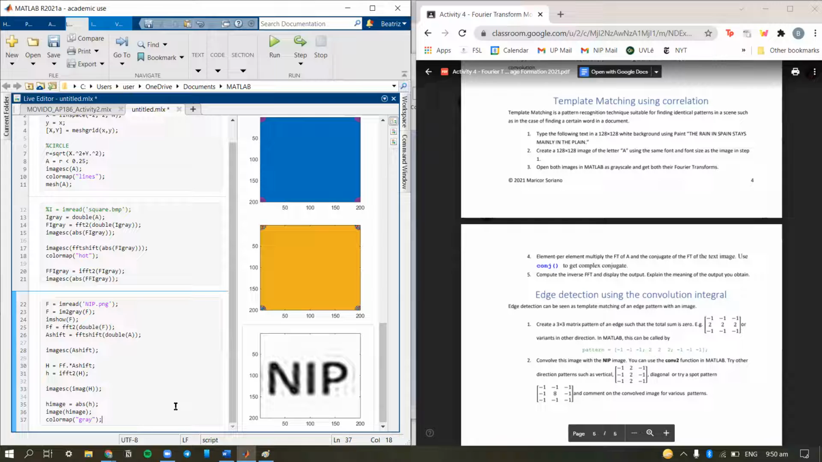says the rain in Spain stays mainly in the plain. You make another image, and this time it's an A image, same font and size as the A's in that first image. And then you're going to template match or correlate them. How? You take the Fourier transform of one, then you take the conjugate of that, you take the Fourier transform of the other, and then element per element, multiply them together. And then, just like what we did in convolution, inverse Fourier transform, and then display, and see what happens. Can you do that? Okay, can you imagine the steps, Bea?